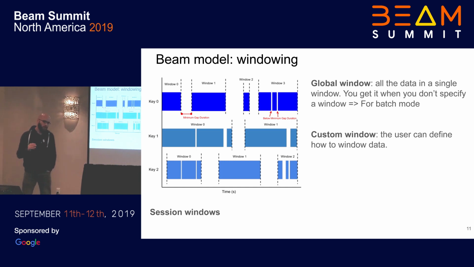We also have a global window, which is basically the default windowing that you get when you don't specify a window. This window contains all the elements, all your data, and it's useful for batch. There is also something more generic, and that's important for the continuation of the talk: what we call custom window. That's what is available to the user to programmatically say, for a given element, it should belong to this or that window.